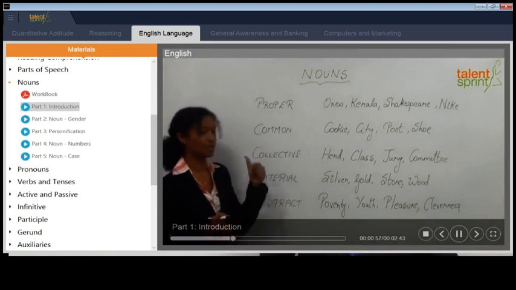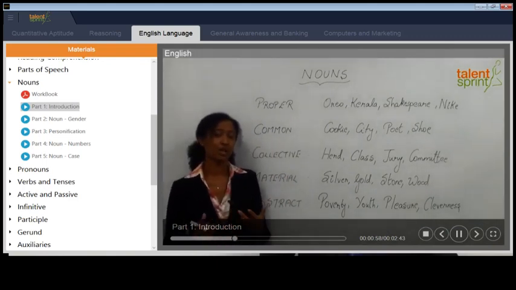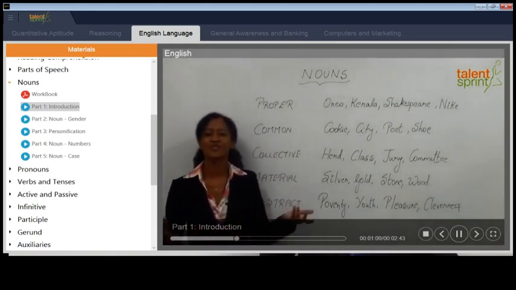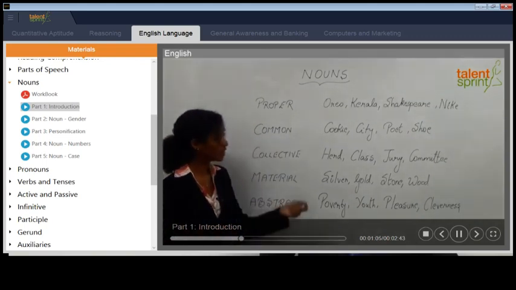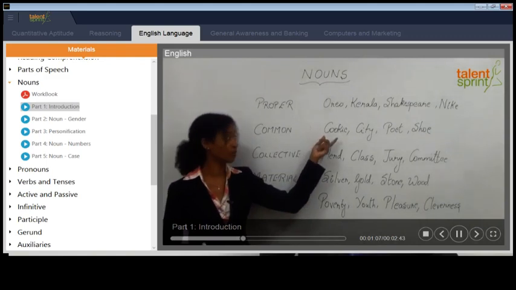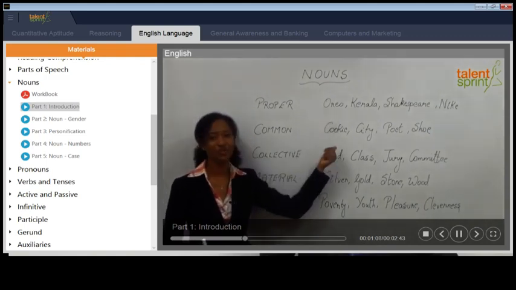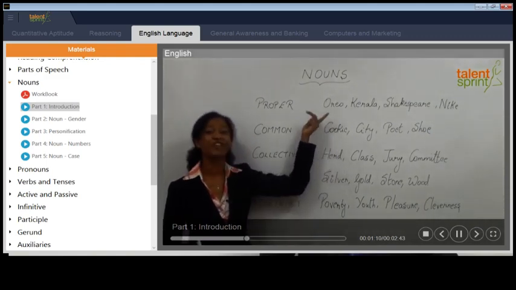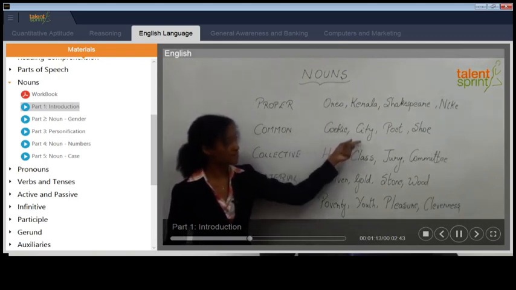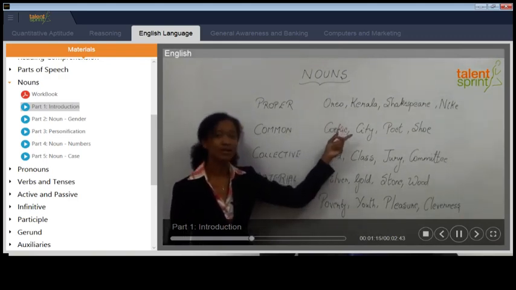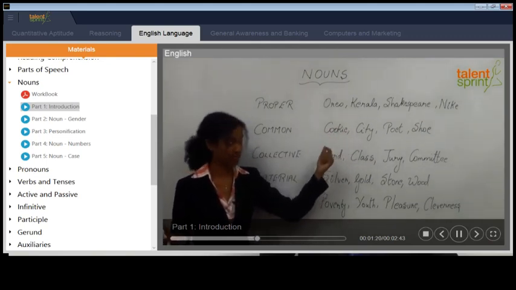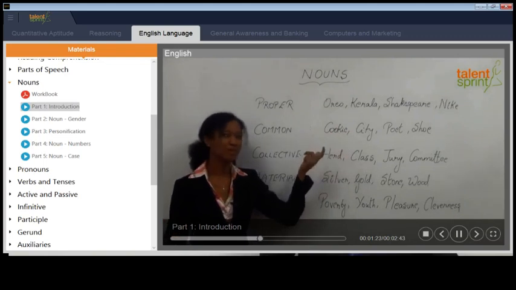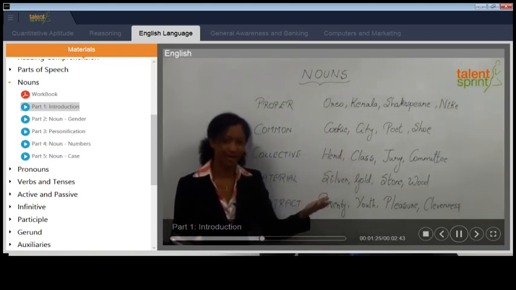So what are common nouns? The second one. Now these are nouns that are commonly used for all persons, places, or things of the same category. So cookie is a common noun, but Oreo is one kind of cookie. That's what I said, one of a kind, right? City, common noun. Kerala is one city in India. Poet, common noun. Shakespeare is one of the poets. Shoe, common noun. Nike is one of the brands.